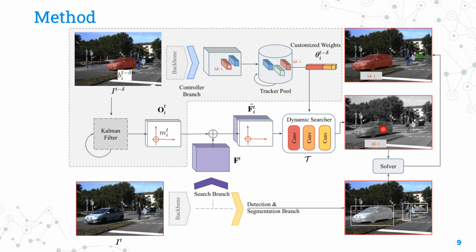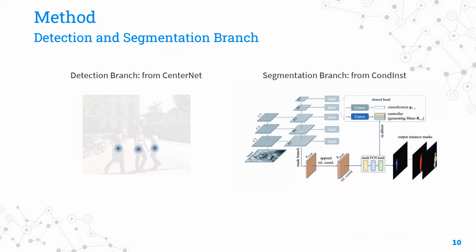In this section, we will briefly go through the overall process of our method and explain how our dynamic searcher solves the association problem in the later slides. Our current implementation is built on the CenterNet detector, which identifies objects by their center points. For segmentation, we adapt the conditional instance segmentation.